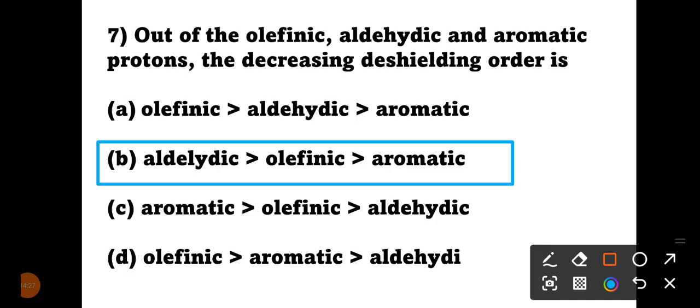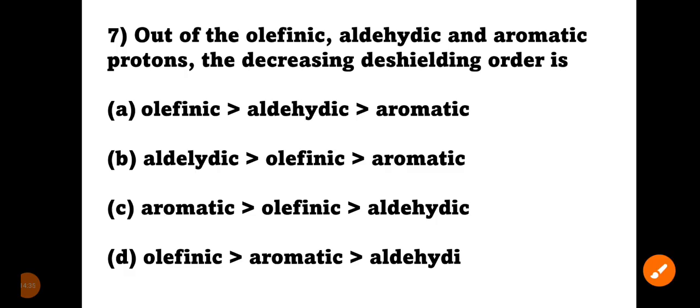So these are the highest deshielded functional groups, aldehydes and acids, right? That is why our answer is aldehydic, olefinic and aromatic. Option B is correct over here, right?